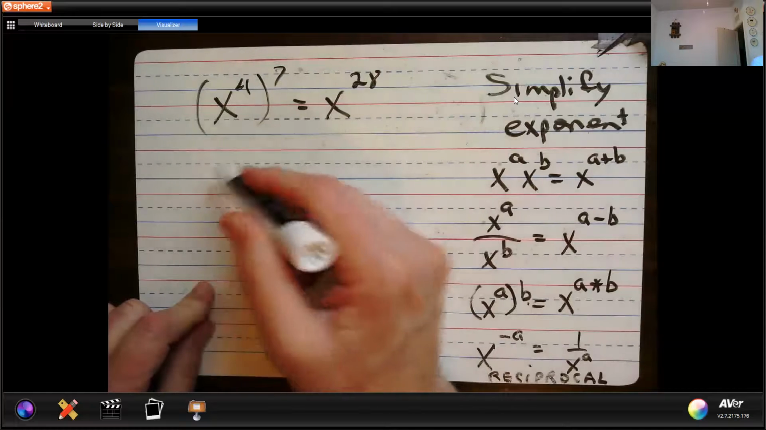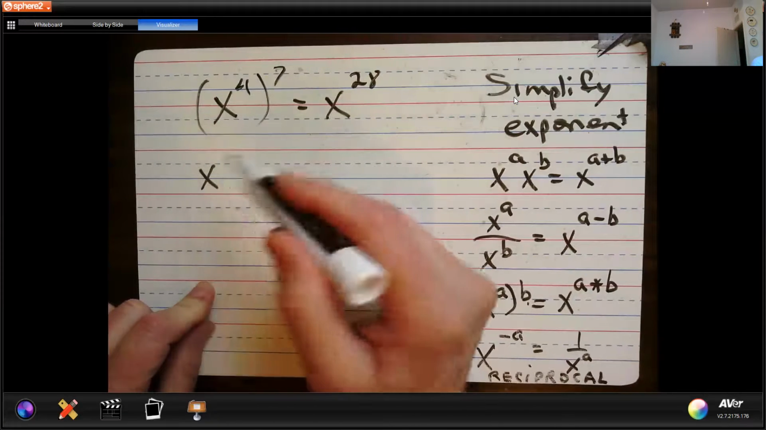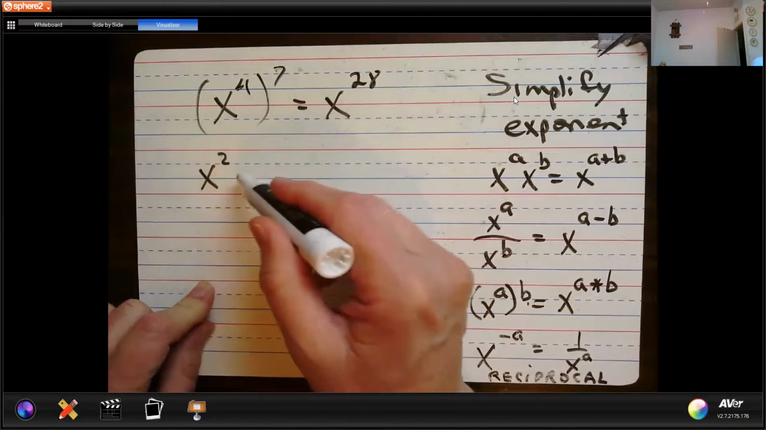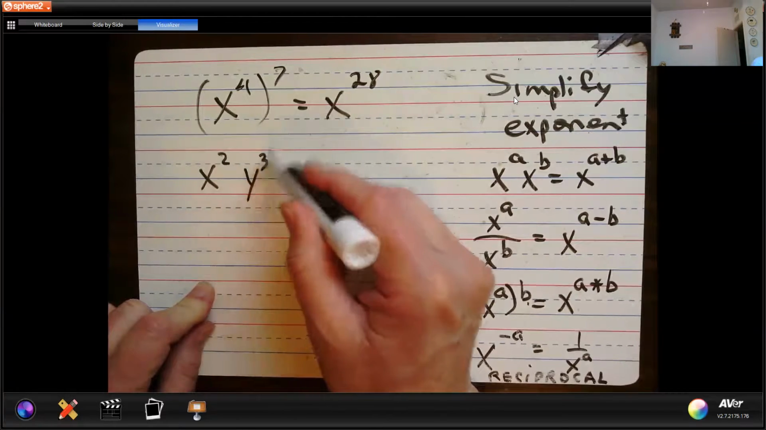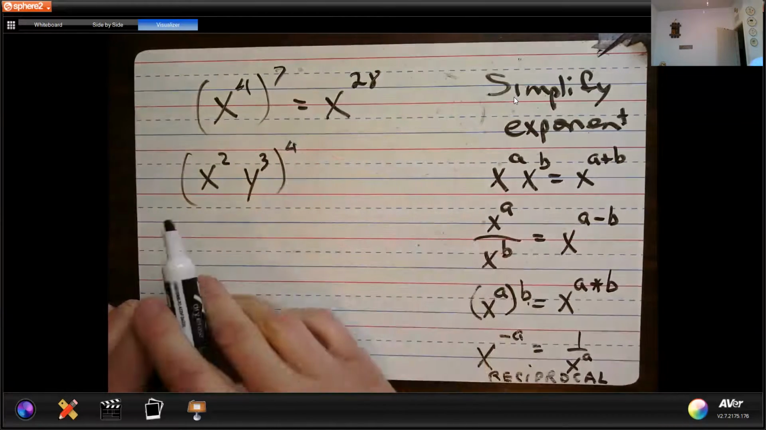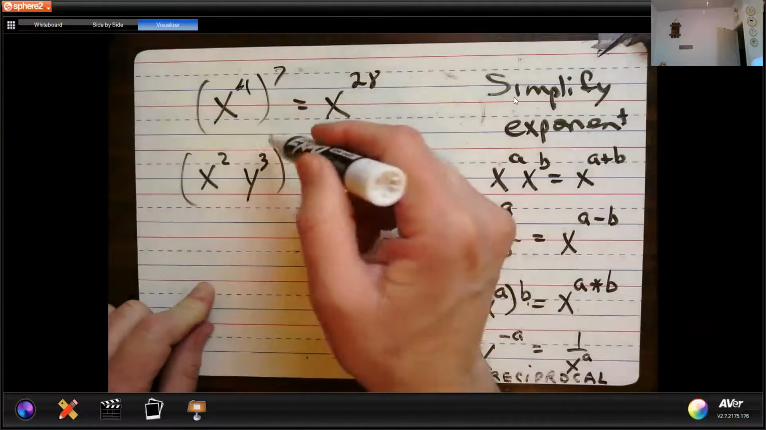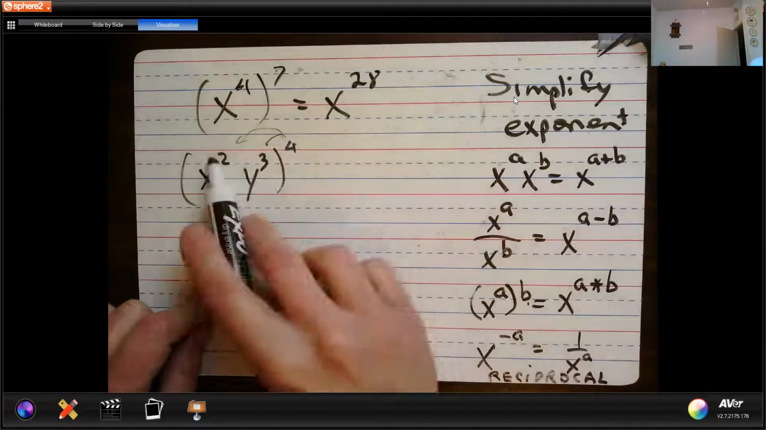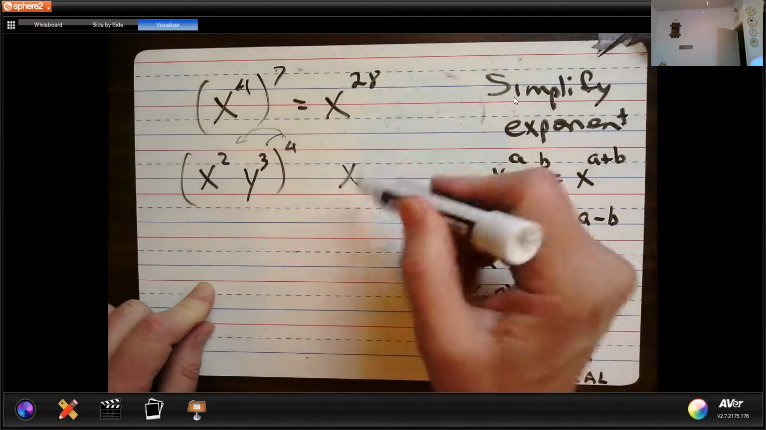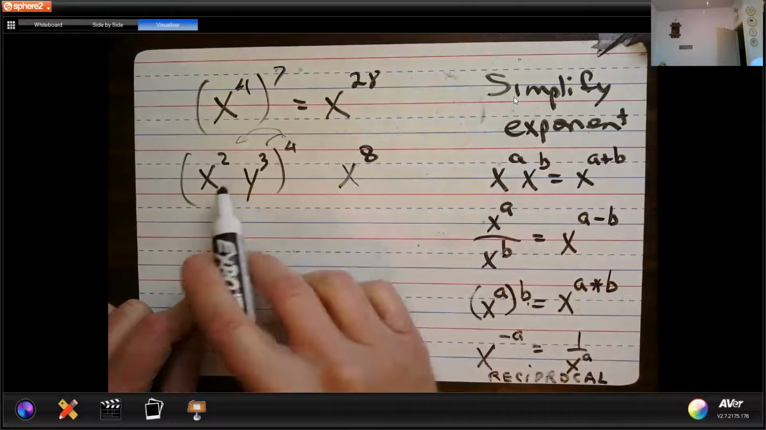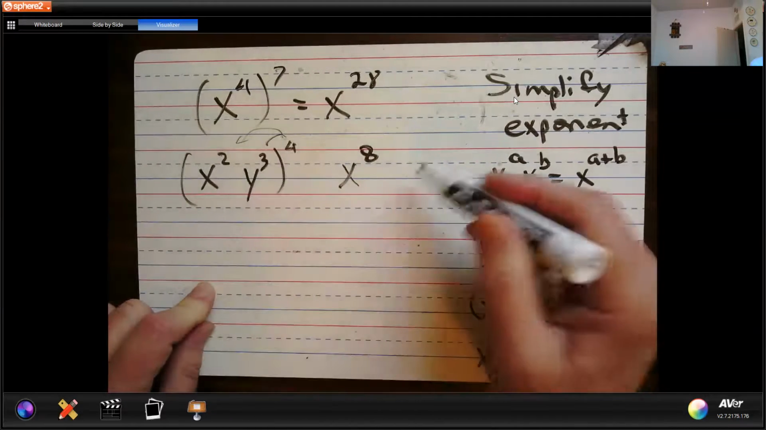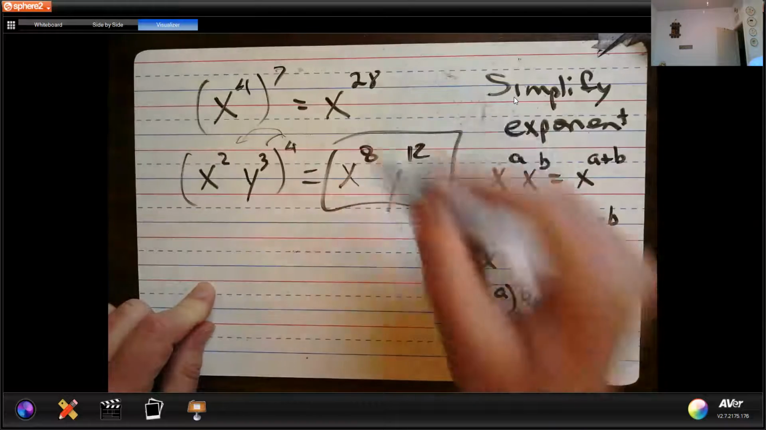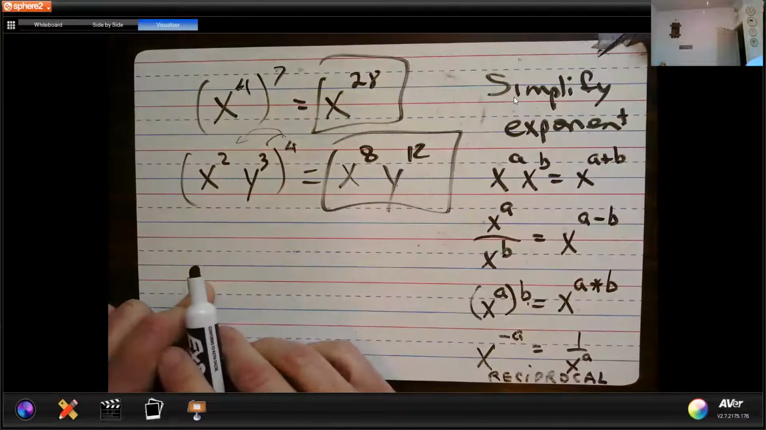Oh my goodness. So what if I had more than one letter in there? What if I had x squared y cubed, all to the 4th? Well, I have to distribute that, all right? So 4 times 2, that would be 8. X to the 8th, and then 4 times 3, that would be 12. Yay, look at me. I got it.